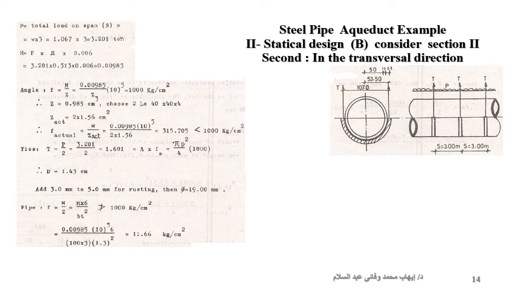For pipe, we arrived that F is less than 1,000 kilogram over square centimeter. It's equal 11.66 kilogram over square centimeter.